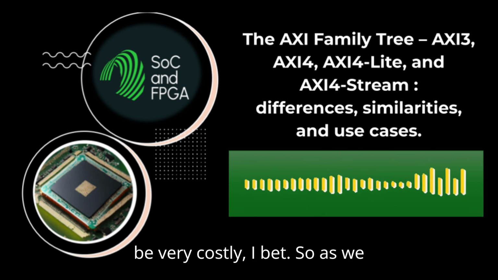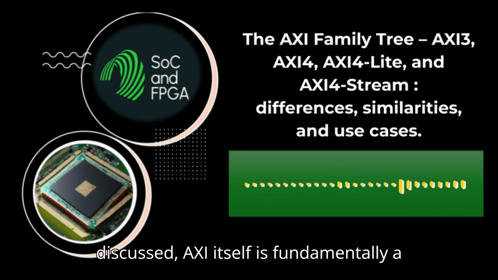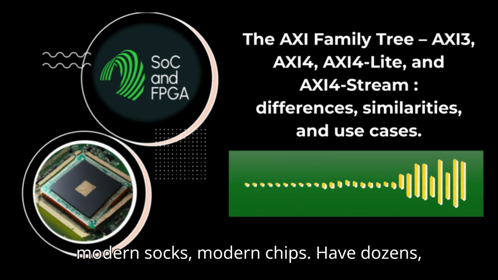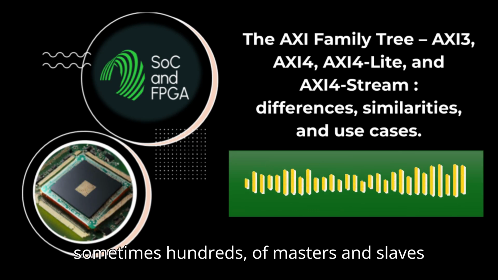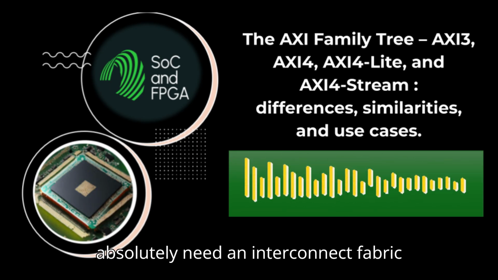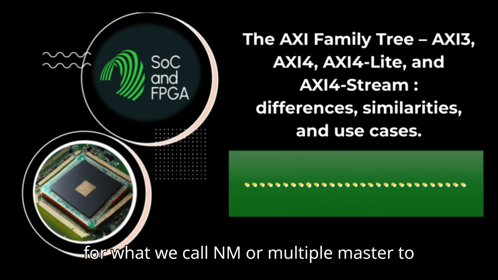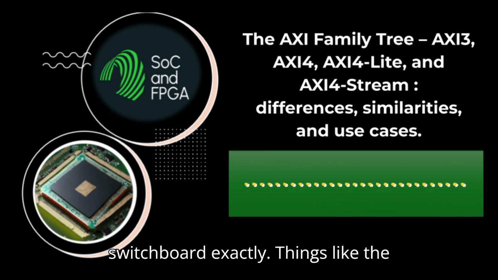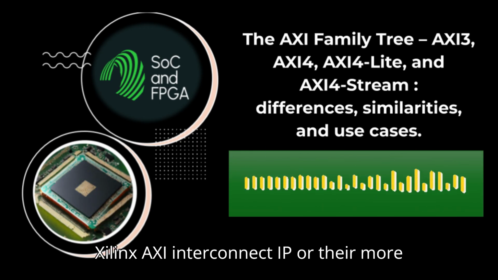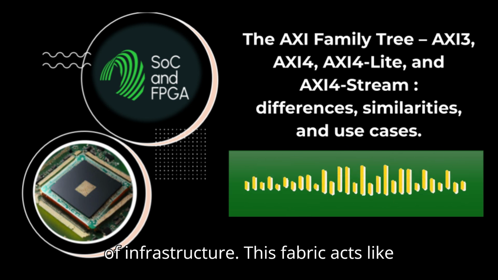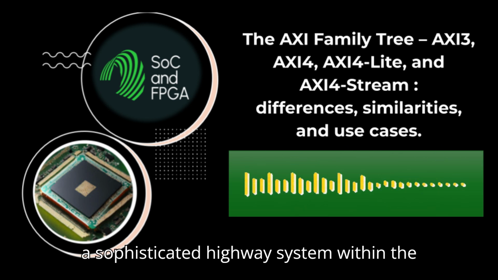I bet. So as we discussed, AXI itself is fundamentally a point-to-point interface definition. But modern SoCs, modern chips, have dozens, sometimes hundreds, of masters and slaves, all needing to communicate. So you absolutely need an interconnect fabric for what we call N-to-M, or multiple master to multiple slave, topologies. It's a central switchboard. Exactly. Things like the Xilinx AXI Interconnect IP or their more advanced SmartConnect are crucial pieces of infrastructure.